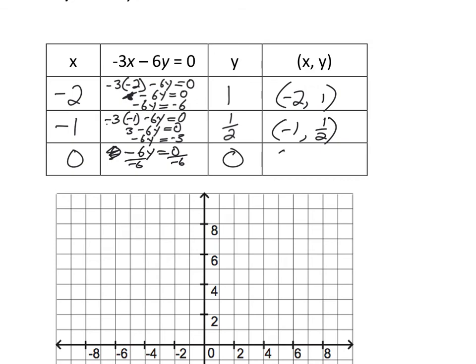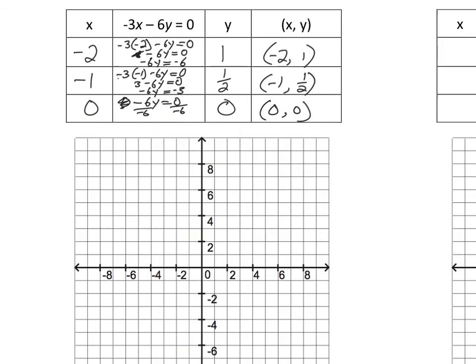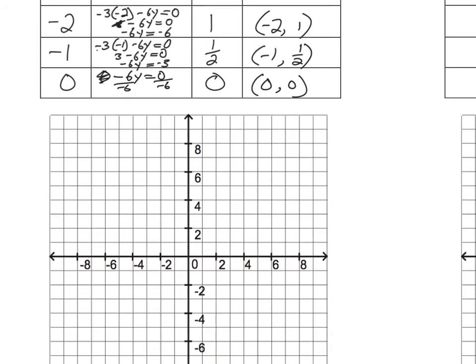We have two good points, the top one and the bottom one, that we can plot pretty easily. So the first one says to go to the left 2 and up 1. Next one says left 1 and up 1/2. I'm going to leave that one out for now. The last one says 0, 0.